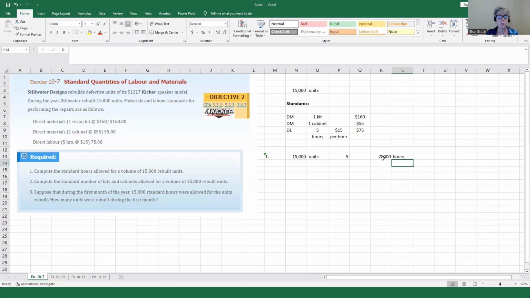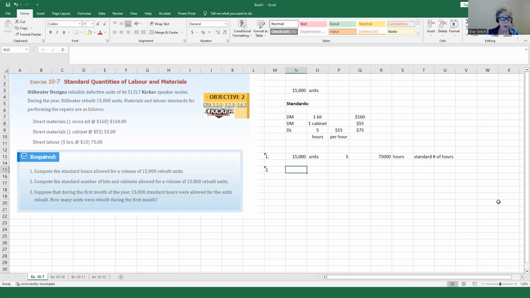Maybe the standard was wrong. Maybe we underestimated how long it would take, but we have to discover why the standard was different than the actual. Notice that this is the standard number of hours. I'm just going to note this down, standard number of hours to rebuild 15,000 units. Let's move on to question number 2.